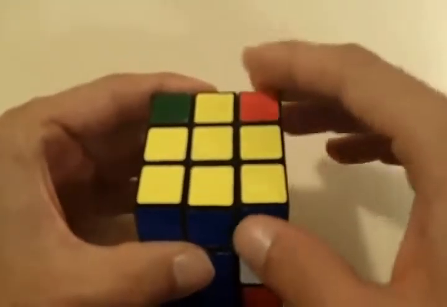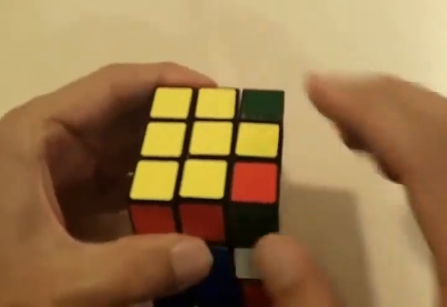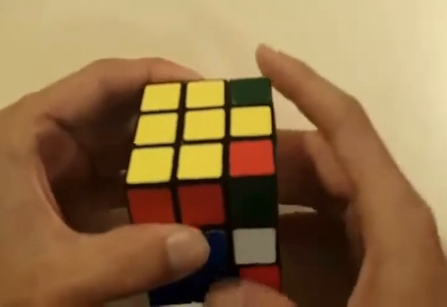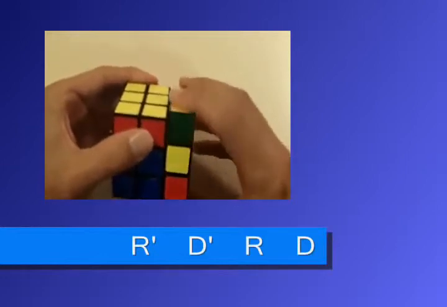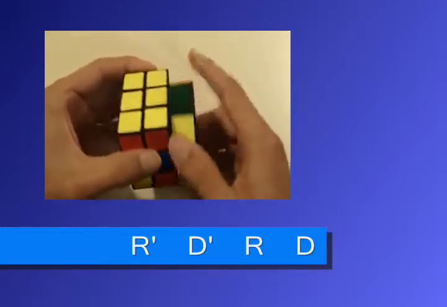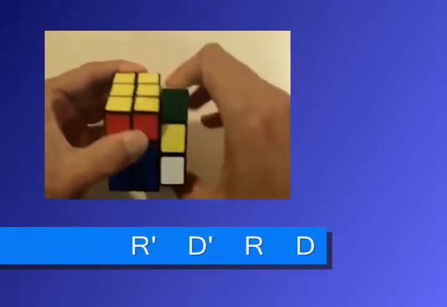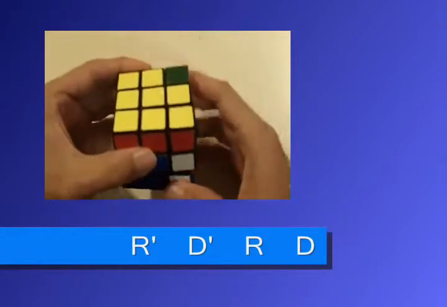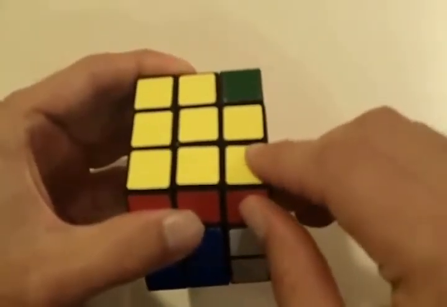Once you do that, you want to rotate the top face so that a piece that is orientated incorrectly takes its position, and we'll do the same thing all over again. We go right inverted, down inverted, right, down, right inverted, down inverted, right, down. Now this piece is orientated correctly.